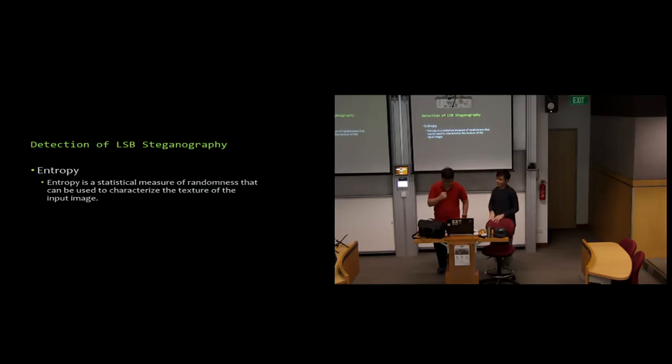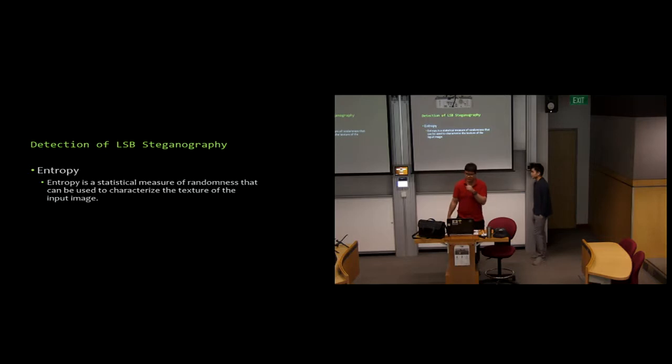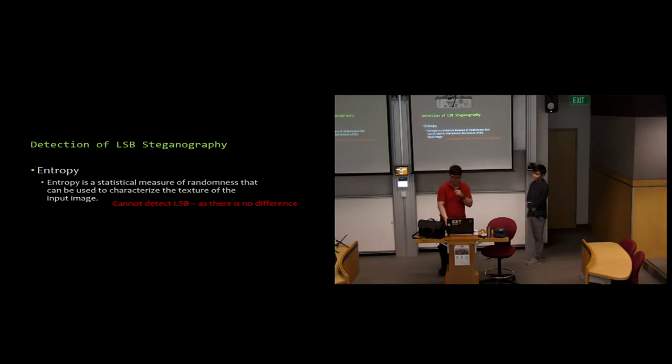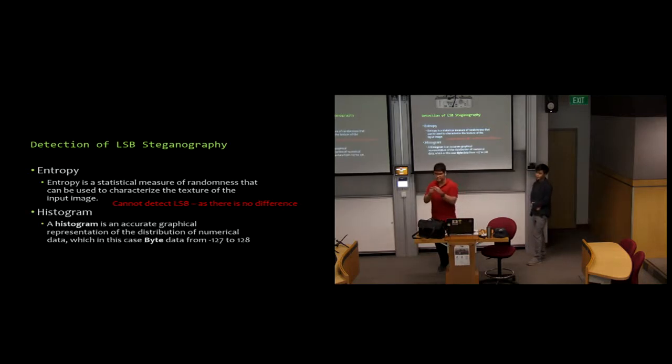So there's actually a different method of detecting the least significant bit steganography. So the first way is actually to use an entropy function. It's to measure the amount of randomness within an image itself. However, since we are just hiding the data within the least significant bit, we can see no difference between the before and after of the hiding of the image. So the second method is a histogram, which is actually a graphical representation of the distribution of these bytes from -127 to 128.